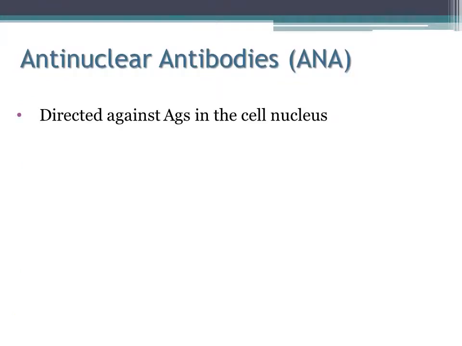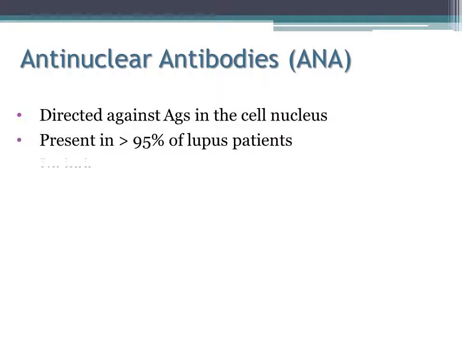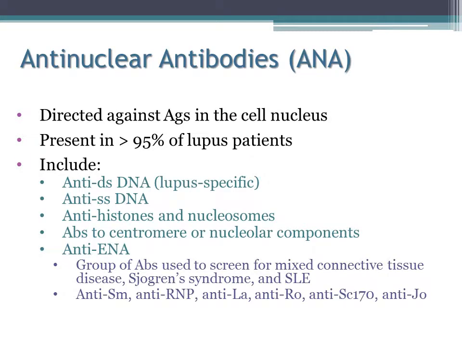As we've established, these ANAs are antibodies directed against antigens in the cell nucleus, and they are present in over 95% of lupus patients. Antibodies include anti-double-stranded DNA. This is the one that is considered specific for lupus. Anti-single-stranded DNA, antihistones and nucleosomes, antibodies to centromere or nucleolar components.